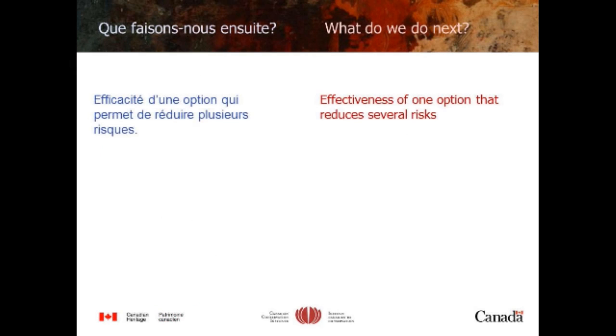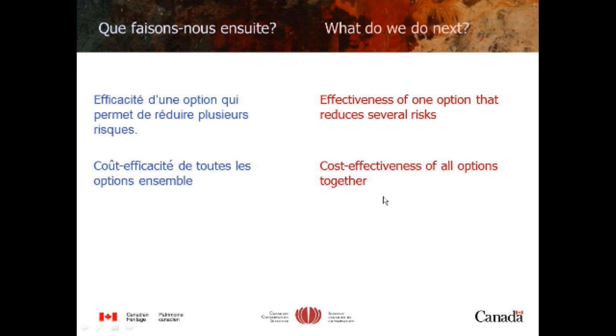So what do we do next? We would like to make the tool work better in terms of the tools we use which generated those graphs. The effectiveness of one option that reduces several risks comes up realistically often, and we'd like to do it better. Cost effectiveness of all options together, so you could look at a suite and calculate the cost effectiveness. These are not a big deal. These are just getting the arithmetic right and making sure the tool allows you to enter the numbers without making conceptual errors.